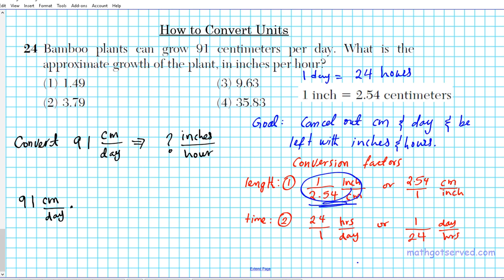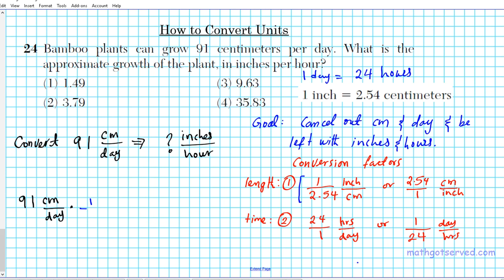The one that will cause the cancellation of centimeters is the one that we are going to use. Centimeters is in the numerator position here. In order for cancellation to happen, we need the conversion factor with centimeters in the denominator position. Okay, so which one do you think we're going to pick, first or second? We are going to pick the first one. Okay, why? Check this out.